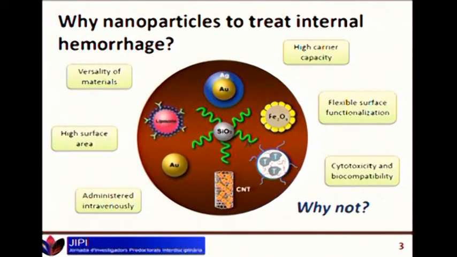And why do we want them to treat internal hemorrhage? Well, they can be formed from a variety of materials. We focus basically on silica nanoparticles, but they can also be magnetic nanoparticles if you want to monitor. They can be biodegradable polymers, carbon nanotubes, gold, silver. They have a high surface area, because the smaller they are, the higher the surface area. They can be injected easily into the body, simply by injection into the blood vessels. They have a high carrier capacity, more so if they are capsules, like silica shells.